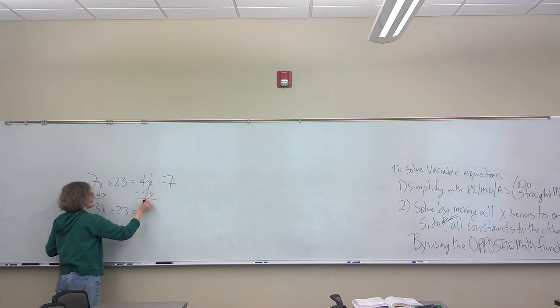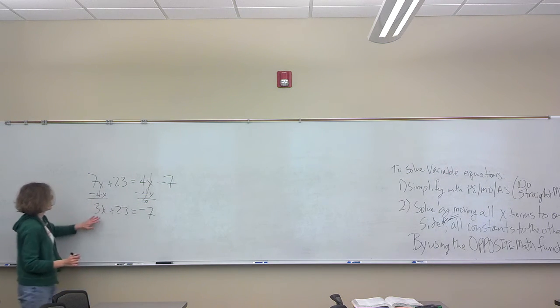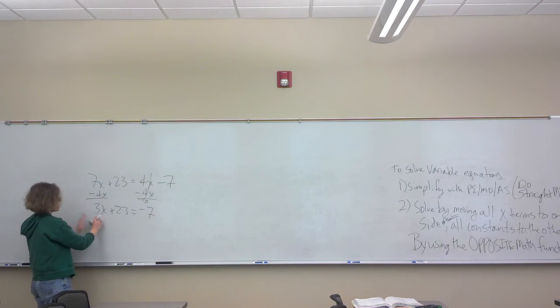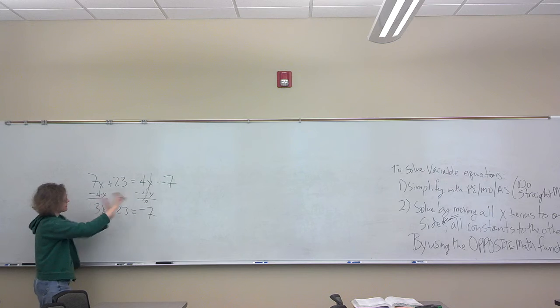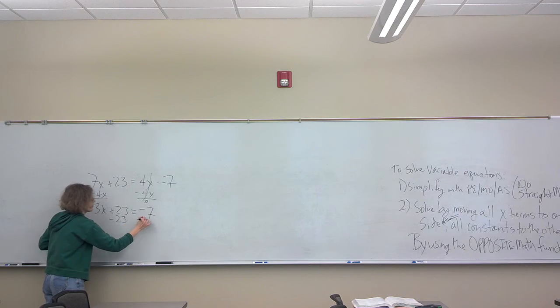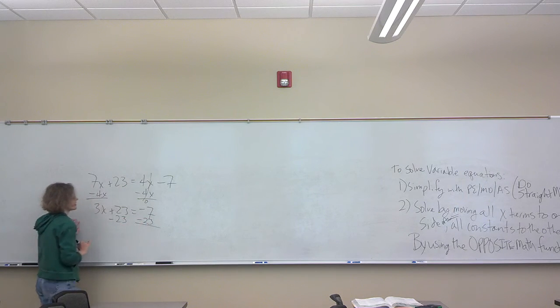So this term's gone. So I'm left with 3x plus 23 equals a minus 7. Now I have this x and a 23. I don't want that. I want 23 over there with its other buddy constant. So it's a positive 23, so I'm going to have to subtract it. And what I do on one side of the equal sign, I have to do on the other.